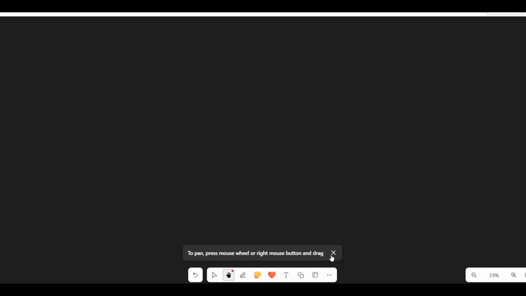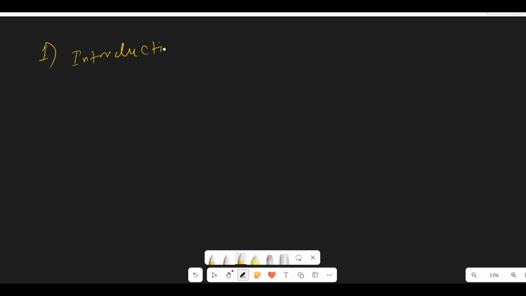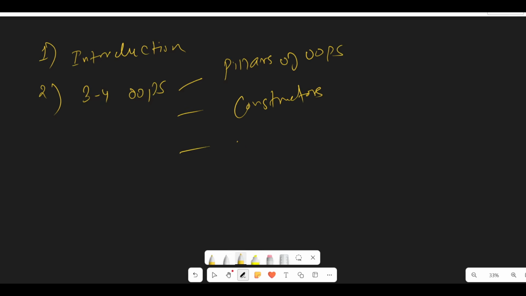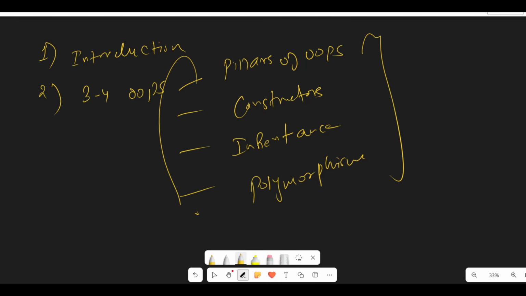Let's start with the interview experience. Recently one candidate completed the interview. She told me that the interview started with the introduction. After the introduction, there were straight up 3 to 4 questions from OOPS, like pillars of OOPS. They asked about constructors, inheritance, and polymorphism. They asked the definitions and real world examples. These kinds of questions they asked.